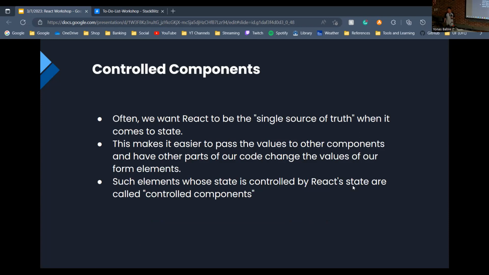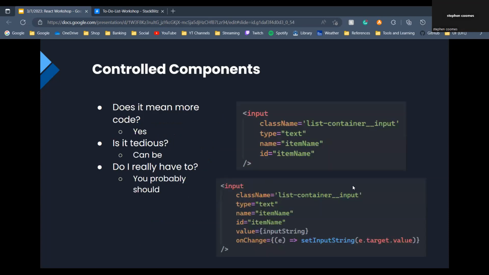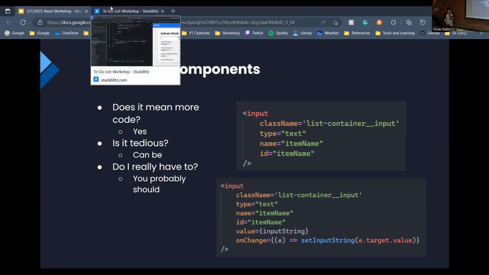So yes, this makes it easier to pass values to other components and have other parts of our code change the values of our form elements. And the elements that are controlled by React state are called controlled components. And yes, it might mean a bit more code, and it might be a bit tedious. It might seem like something that could have been abstracted away, but yes, you should do this. It's important, and it's actually breaking our app right now, so we should change it to use controlled components so we can fix this.